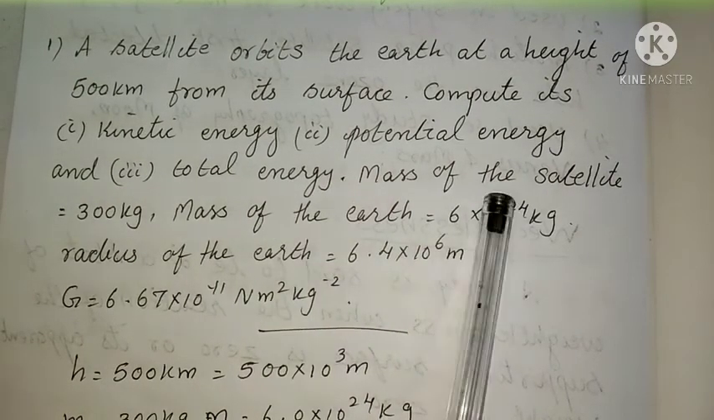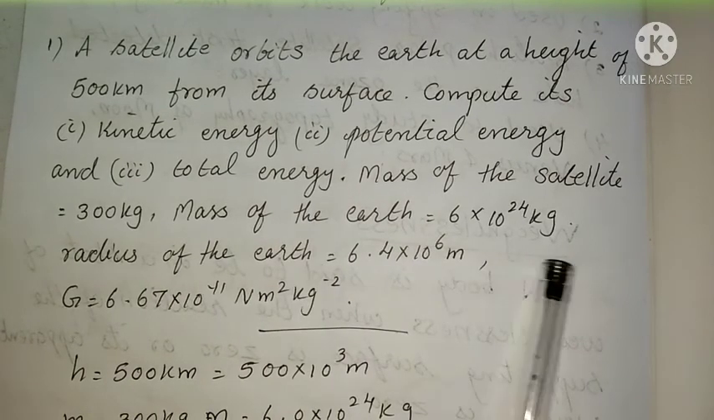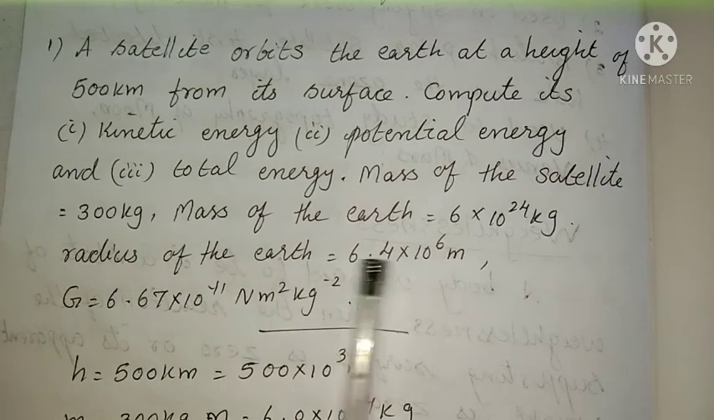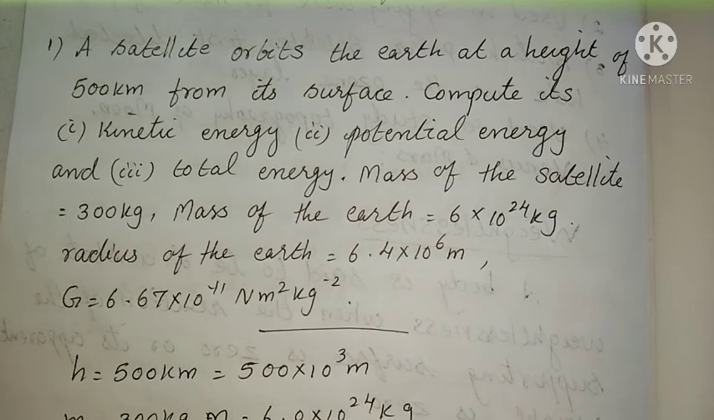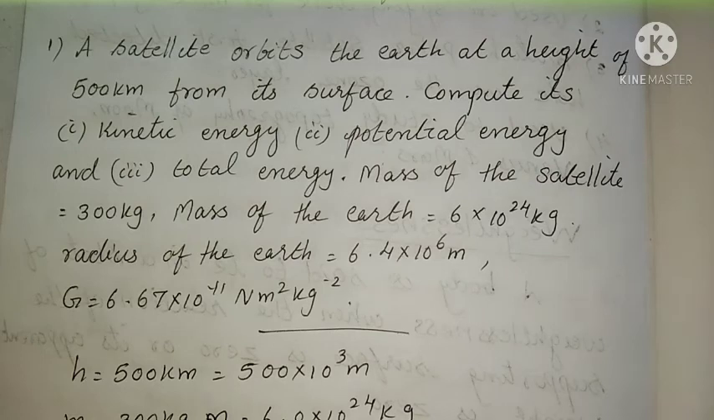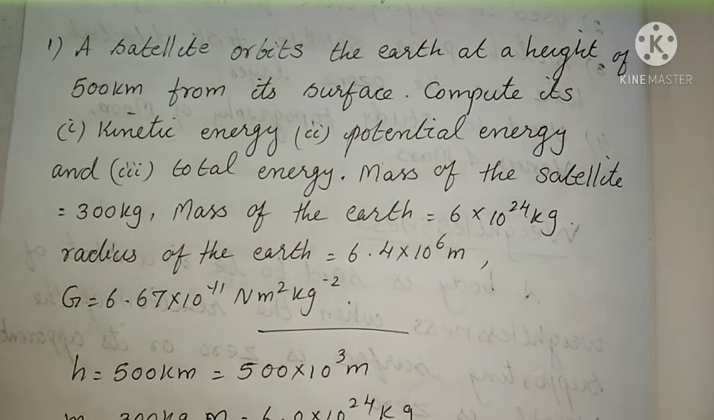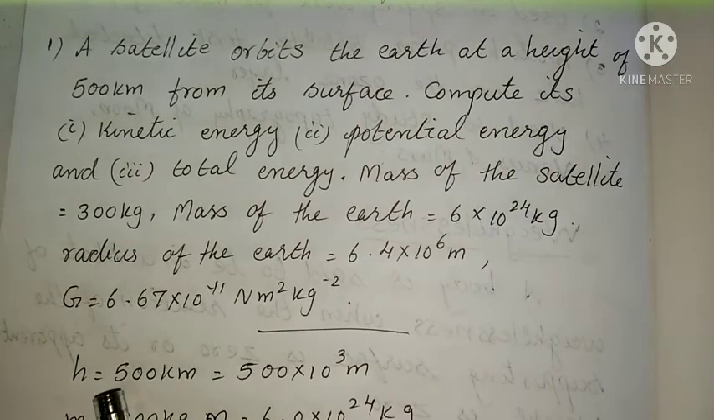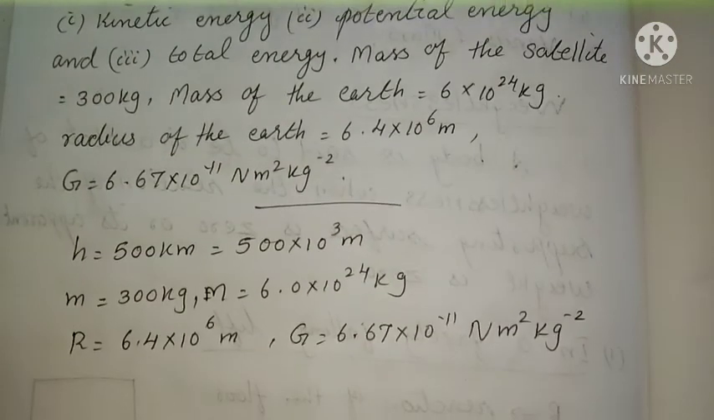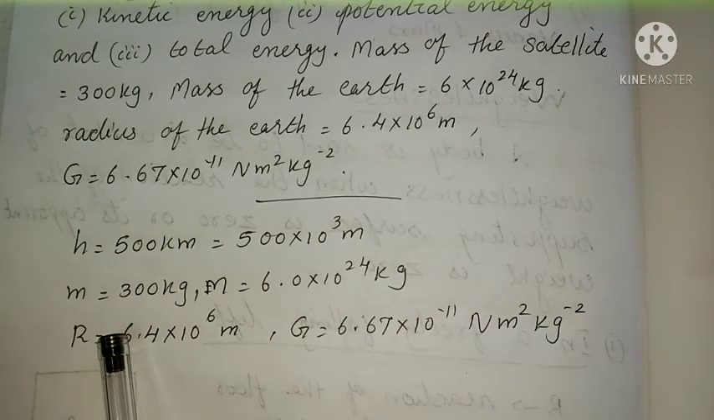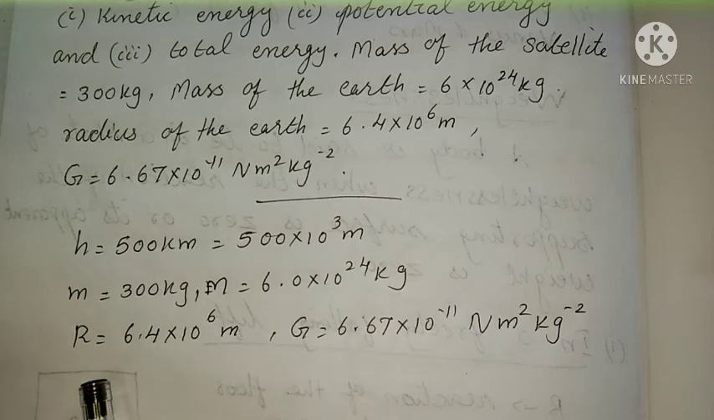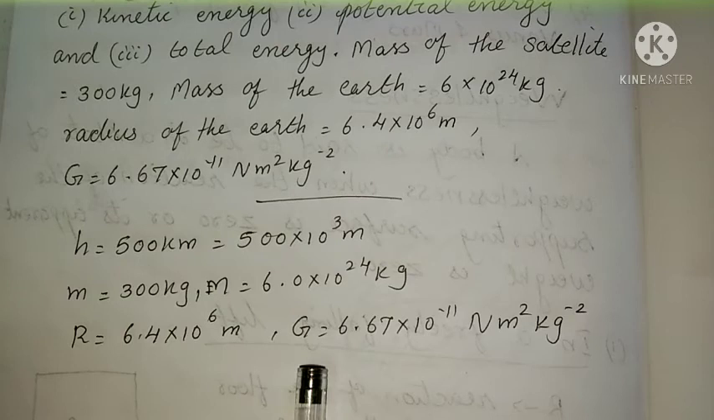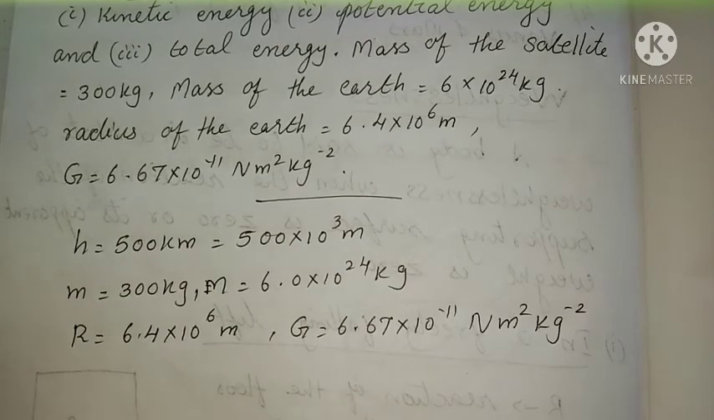Numericals. A satellite orbits the earth at a height of 500 km from its surface. Compute its kinetic energy, potential energy and total energy. Mass of the satellite 300 kg, mass of the earth 6 into 10 raised to 24 kg, radius of the earth 6.4 into 10 raised to 6 meter, G equal to 6.67 into 10 raised to minus 11 Newton meter square per kilogram square. So here the height of the satellite is given, 500 km. We can write 500 into 10 raised to 3 meter. Then the mass of the satellite is noted as small m and the mass of the earth capital M. Then the radius of the earth capital R. Then the constant value G.